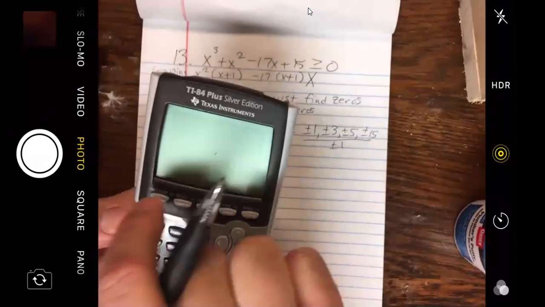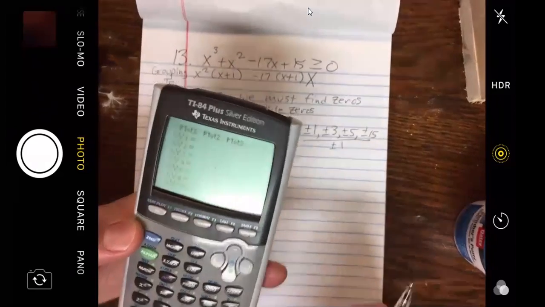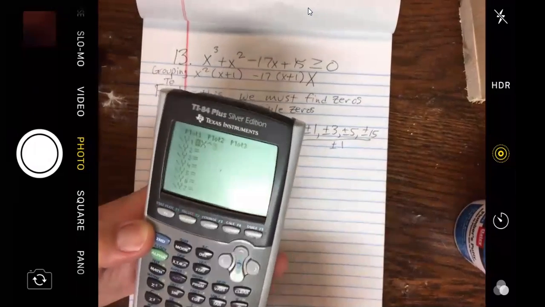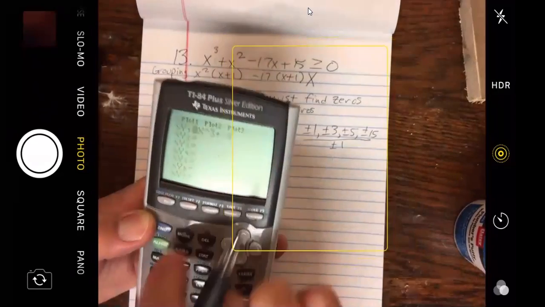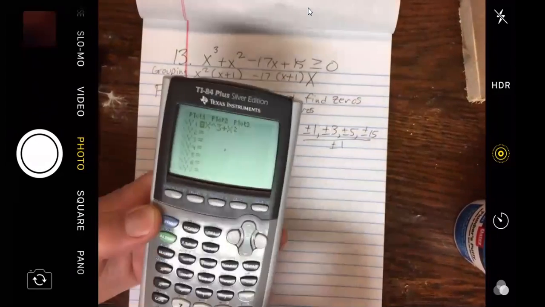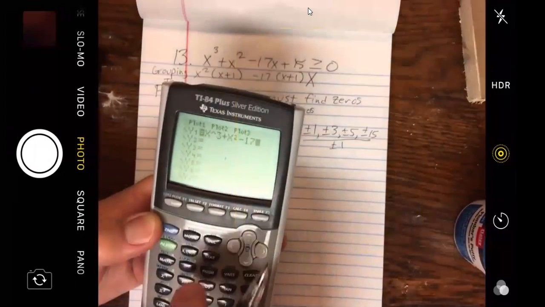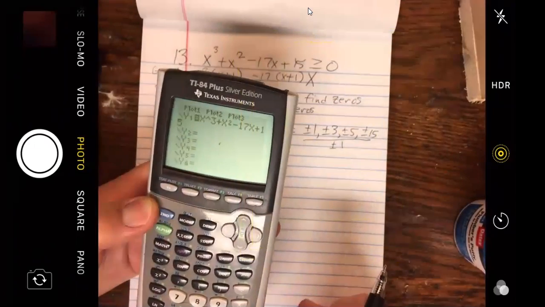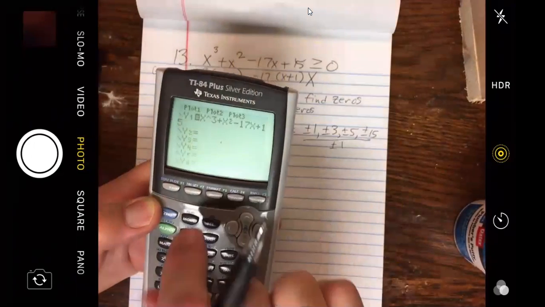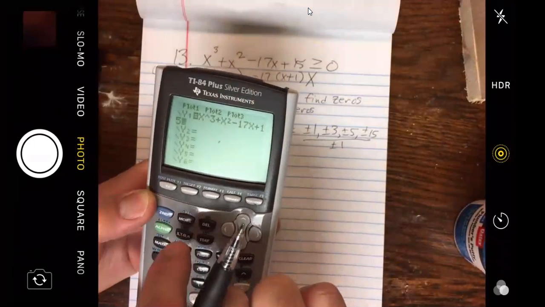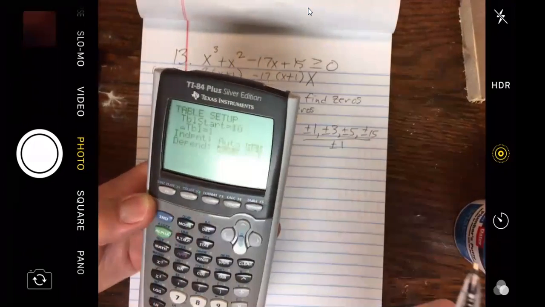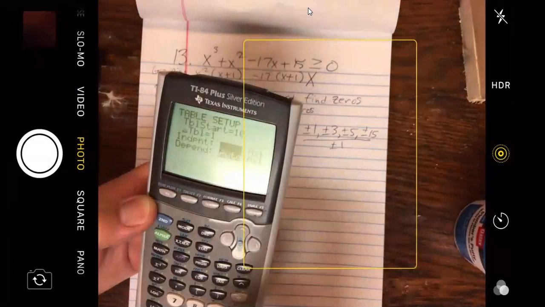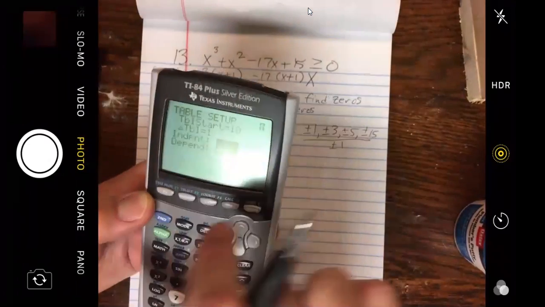So if you remember how this works, we need x to the third plus x squared minus 17x plus 15. And we will go to table set. No, we're on app. Good thing I did. Okay, so we're going to go to auto, hit enter. Finally go to table.